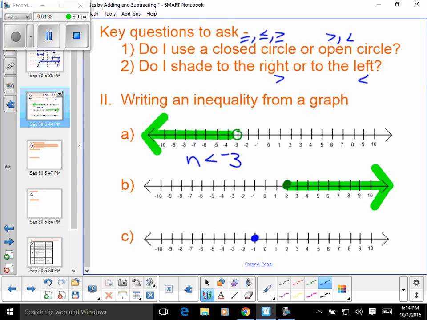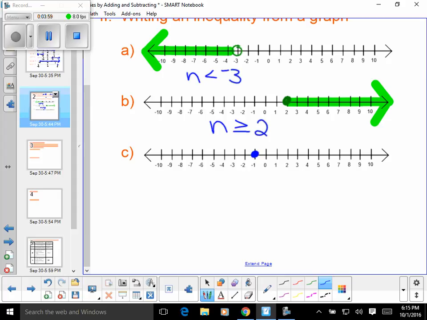If I look at B, first of all, do they have a closed circle or an open circle? It's a closed circle. Did they go to the left or did they go to the right? They went to the right. So n is going to be greater than or equal to 2. C is only the point negative 1. Therefore, n equals negative 1.